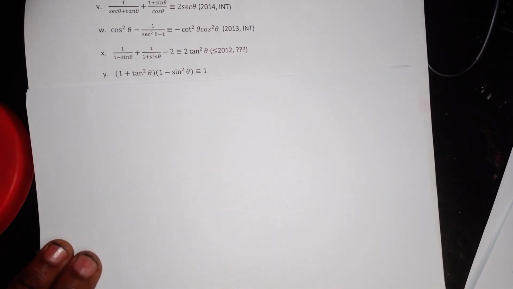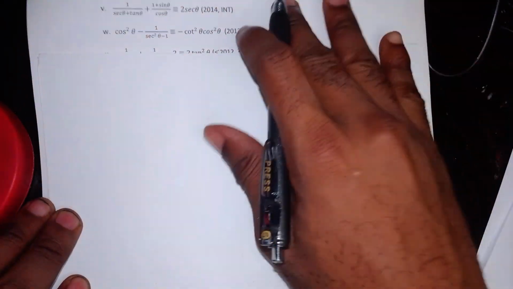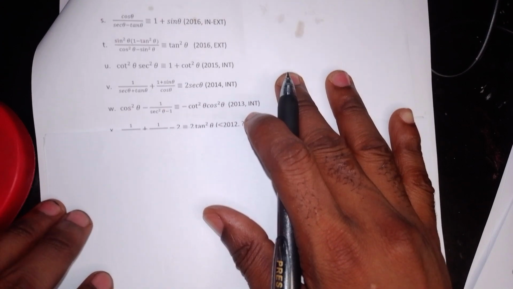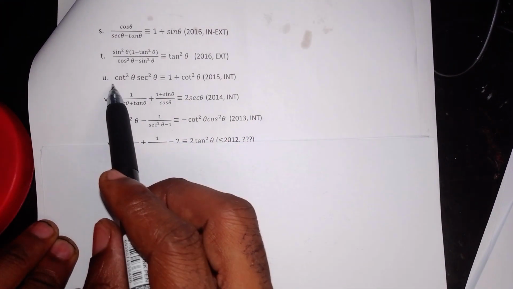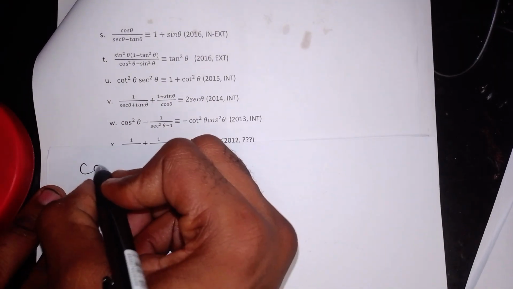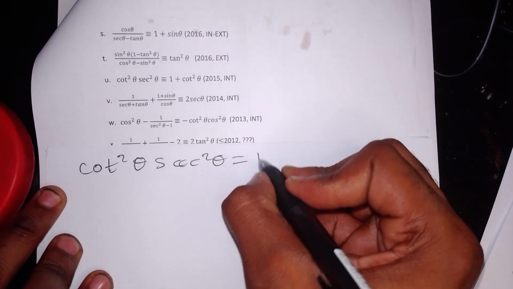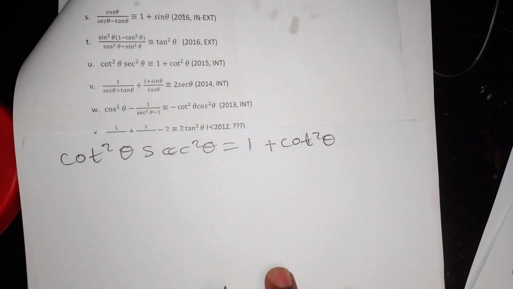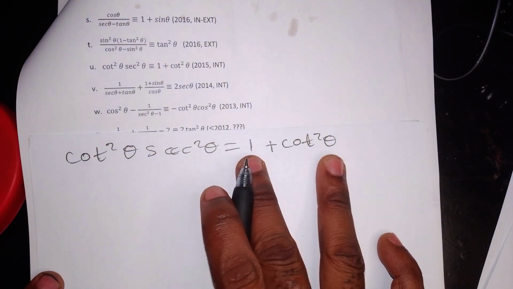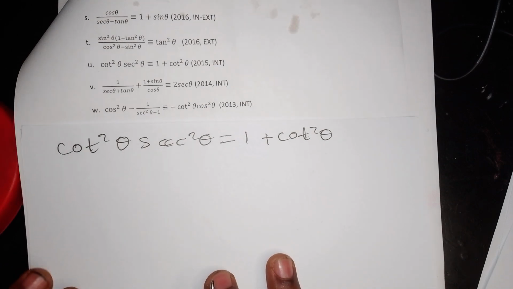And then we have this one, part 2. This was 2015. This was 2015. Yeah, so we have cot squared theta, then sec squared theta is 1 plus cot squared theta. So it's easier to combine these two to obtain this than to separate these two to get that. But either way, it should be doable.